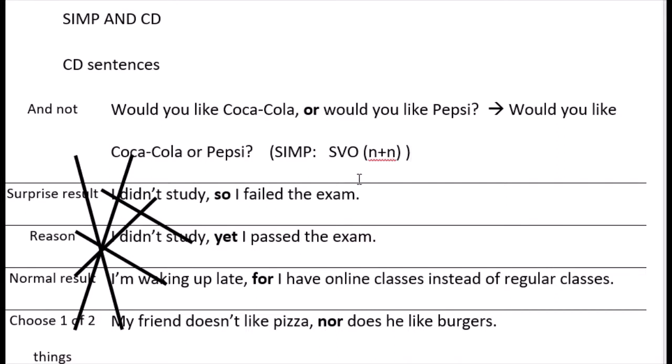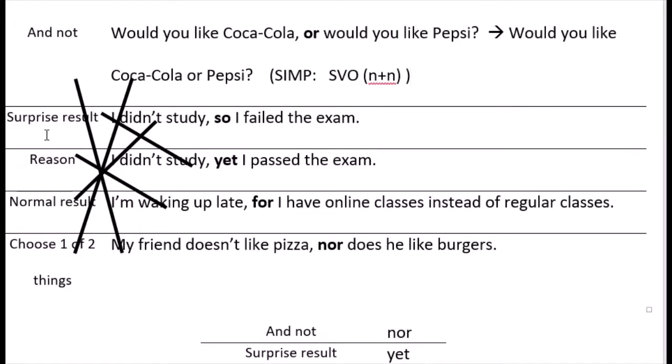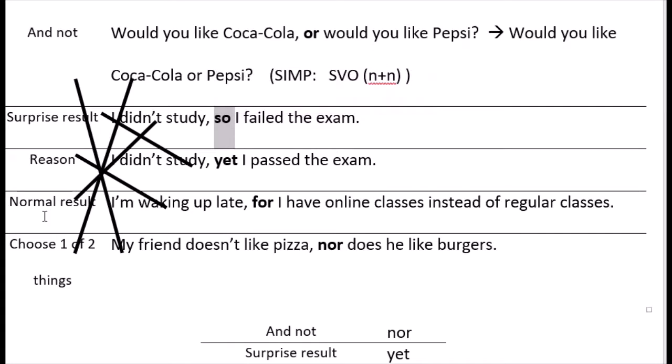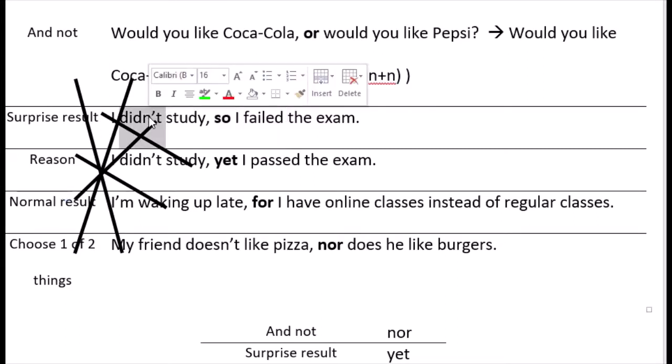All right, so the next sentence, I didn't study, so I failed the exam. So means normal result, okay? I didn't study, so what do you expect? What will the result be? The result is I fail, okay? So this is using past simple verb tenses, and that's okay, okay?